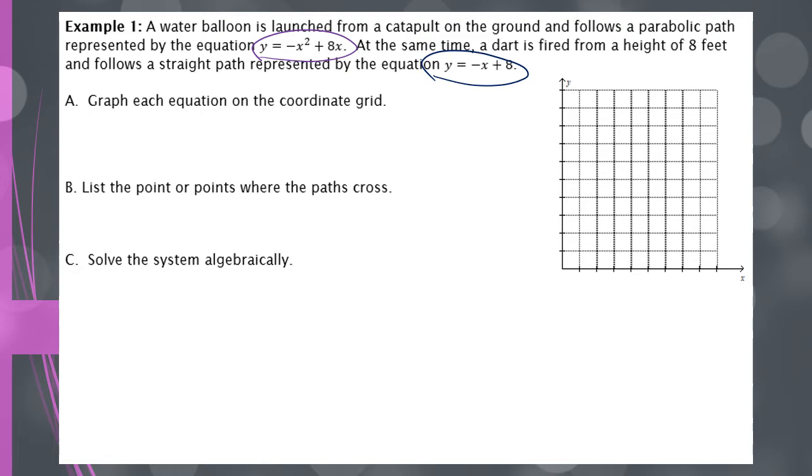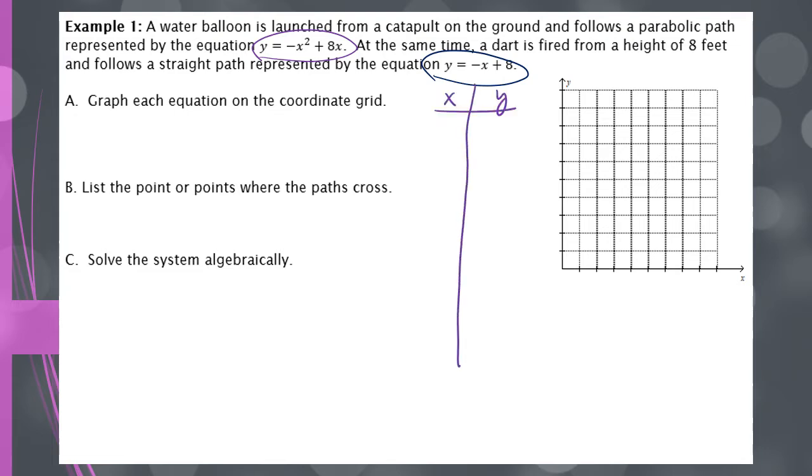So the first thing it asks us to do is graph each equation on the coordinate grid. Before I do any graphing, I want to start with a parabola. Usually I like to start with the easier of the two equations, but there's a reason I want to start with the parabola, and that is because it's going to tell me if I need to scale my graph. So I am going to make a table of values. I'm going to do this over here.